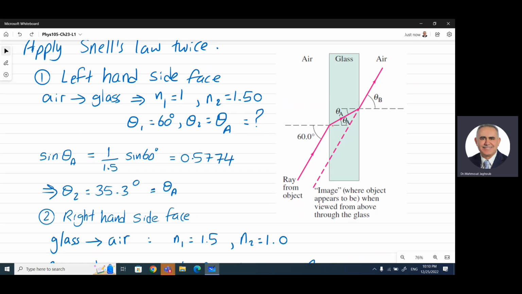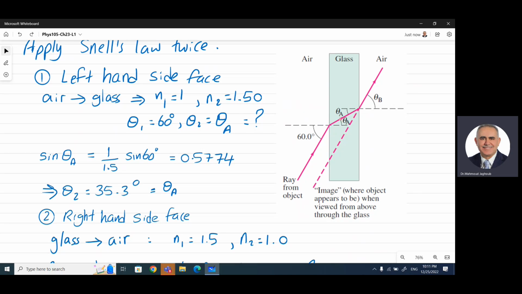لاحظوا بتنكسر نحو مين؟ نحو النورمال. هذا هو النورمال. لاحظوا the normal is normal to the surface of the glass اللي هو الحد الفاصل. It is the surface that separates the air from the glass. So when it is refracted close to the normal, it's refracted close to the normal.